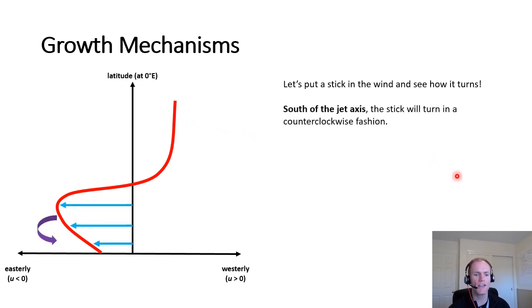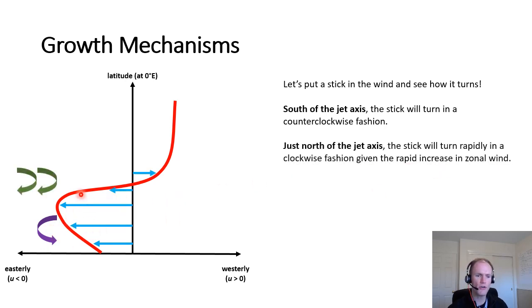So let's start south of the jet axis. I've added in some blue arrows here to depict the wind at each of these different latitudes. Out of the east in all cases, but the vector is longer as you get toward the jet maximum here. So putting a stick into the wind at this longitude is going to cause it to rotate in a counterclockwise or cyclonic fashion.